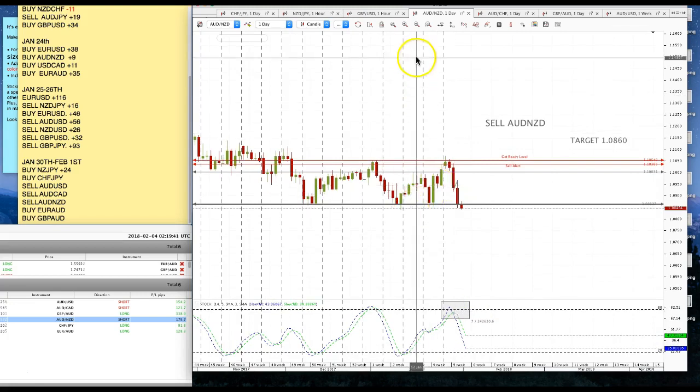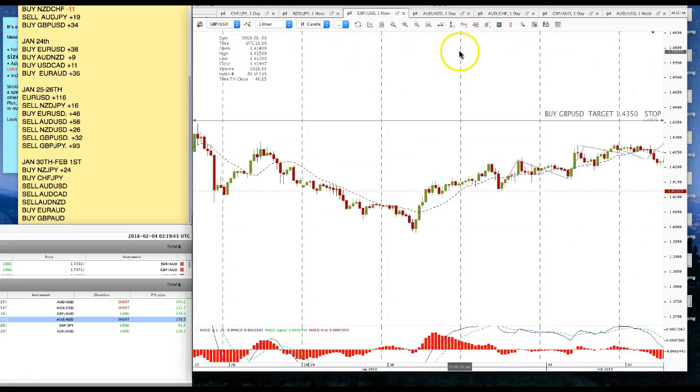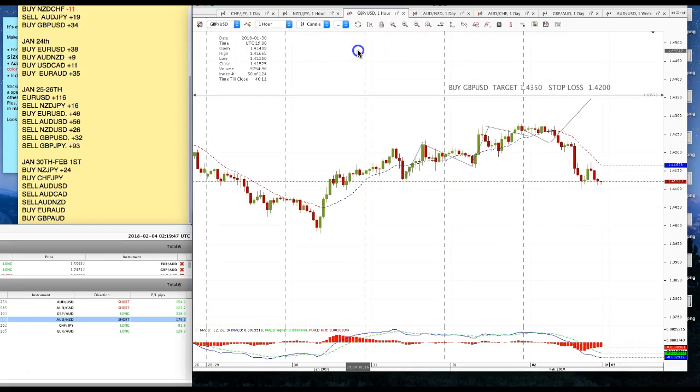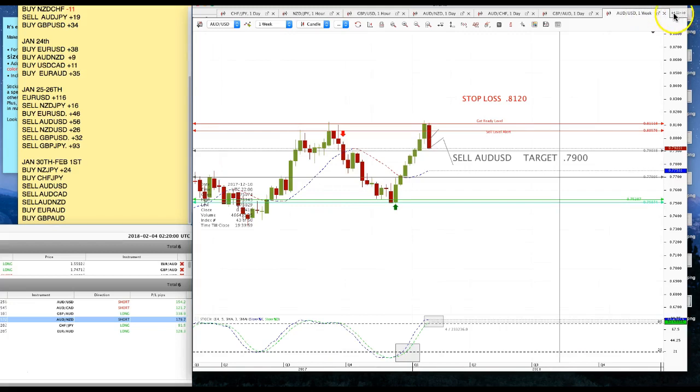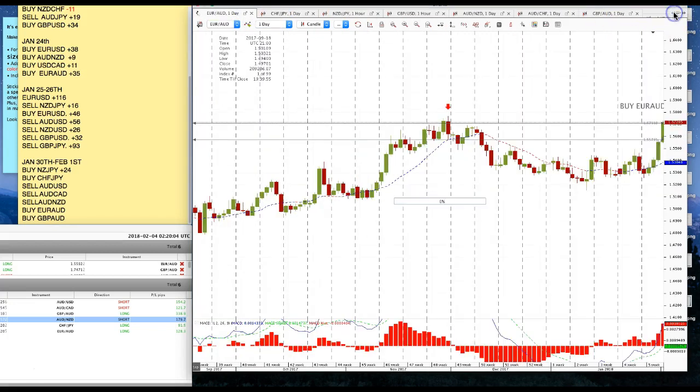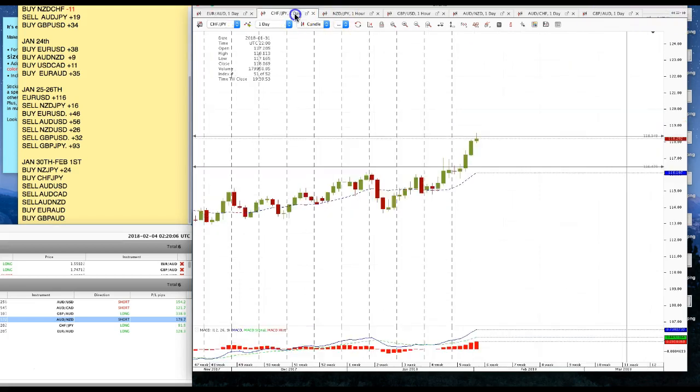Okay. Let me see. The other one was, I think, pound dollar. No, that wasn't one of the trade signals. Euro Aussie, that was the other one. So let me just pull up. Bear with me here. Oh, and Swiss yen. Swiss yen was the other one.